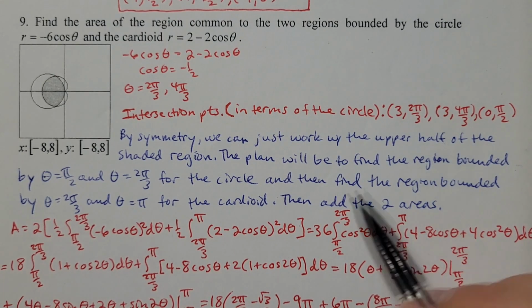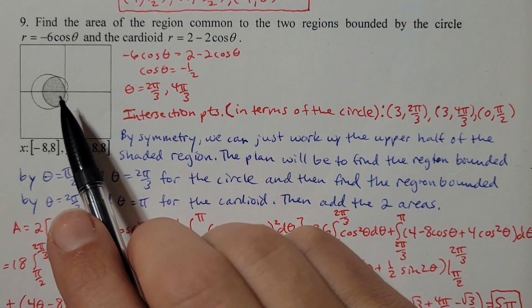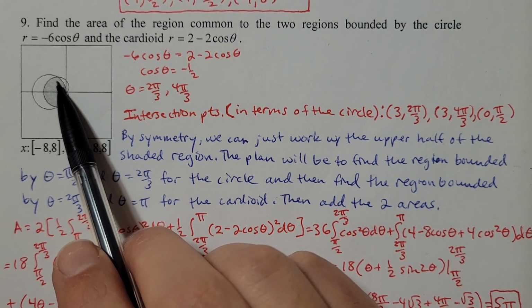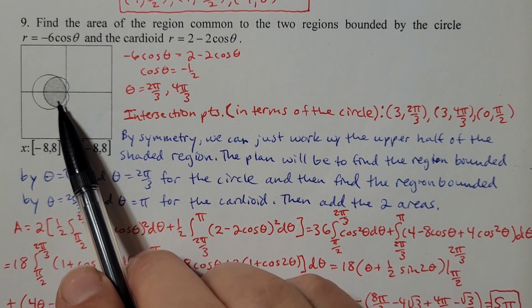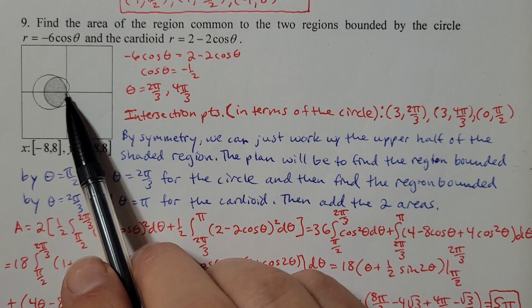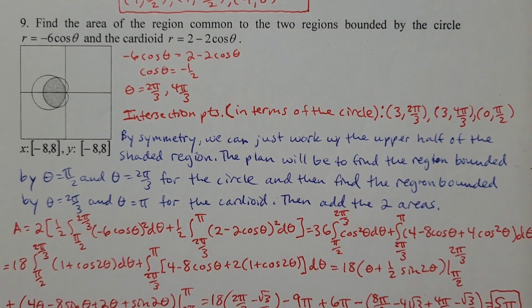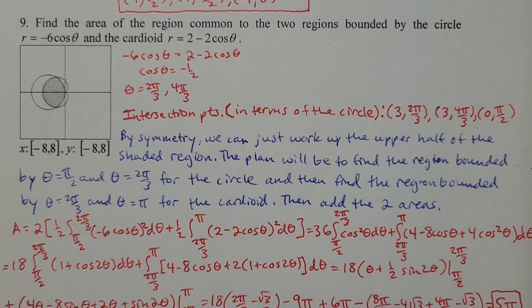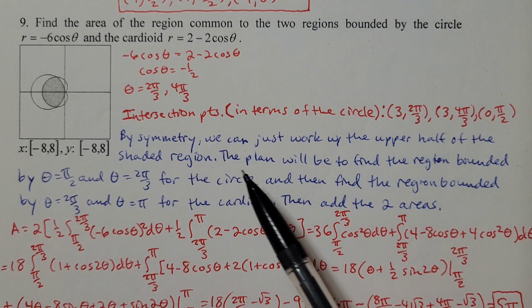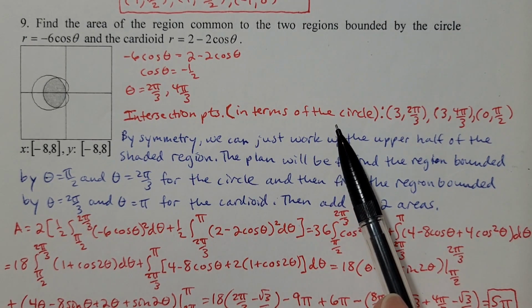Okay, but now when I look at this graph here, it looks like these curves intersect 3 times. I got once here at 2 pi over 3, once down here at 4 pi over 3, and then again right here at the pole, right? So the reason why that third value didn't come up is because it's different coordinates depending on if you're looking at the circle or the cardioid. Okay, so I'm going to give my intersection points in terms of the circle here.